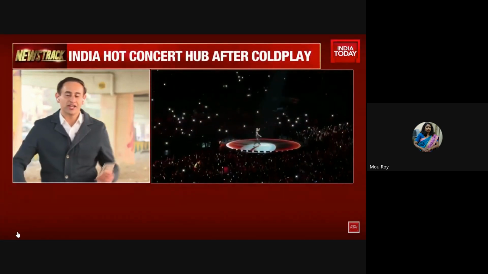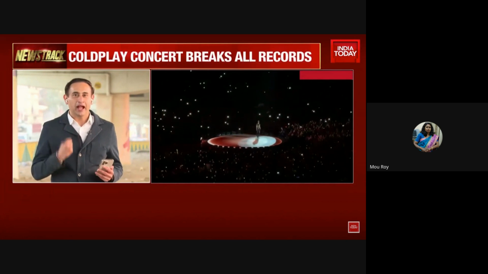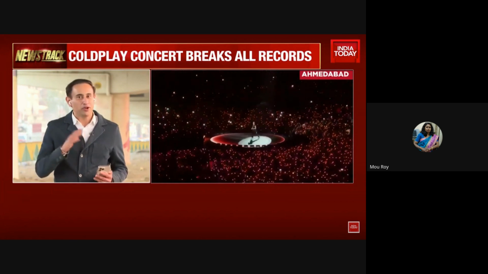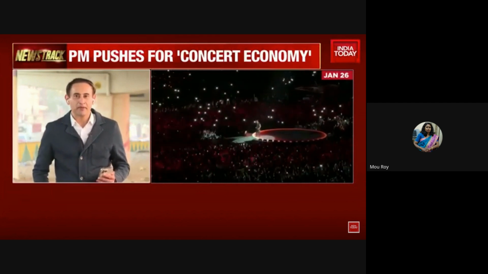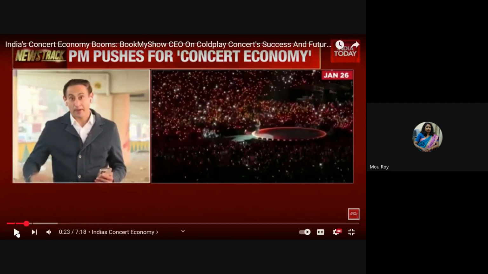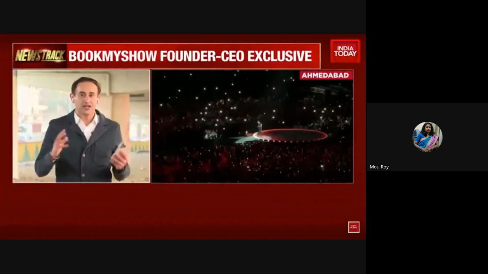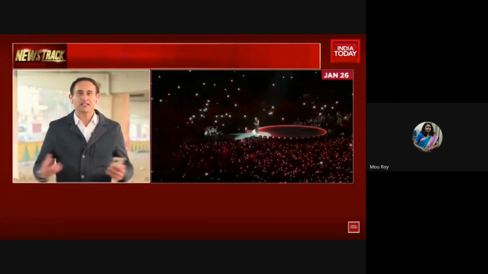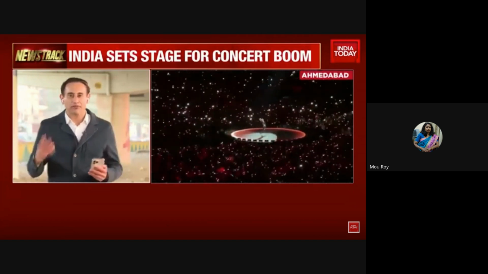India's concert economy. Many live events in India had often been an underwhelming experience for Indian fans, but not the Coldplay concert at the Narendra Modi Stadium in Ahmedabad. In fact, see, it's mentioned: PM pushes for concert economy. This is very important. Prime Minister Modi himself spoke about the success of the concert, asking event organizers to work towards making India the concert capital of the world.